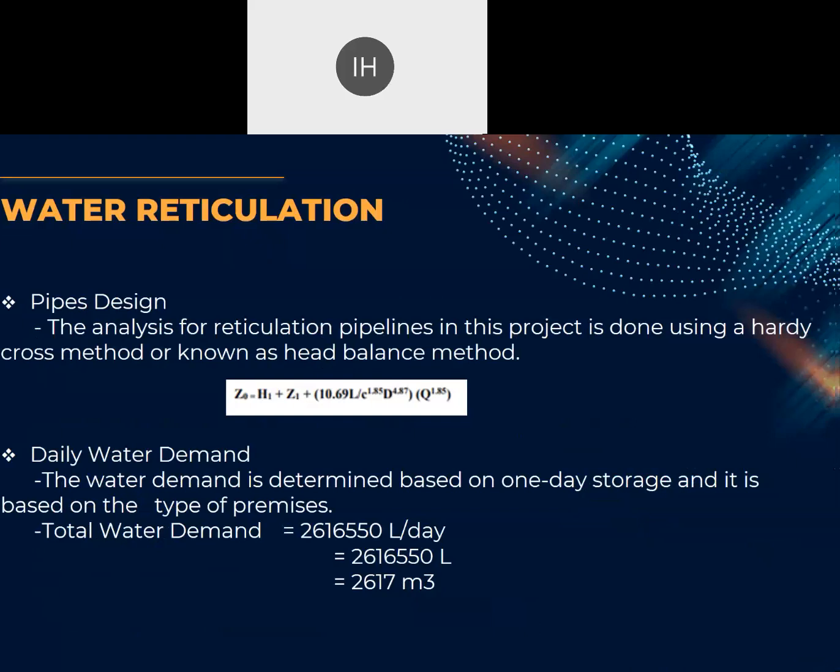For the first part, we explain pipe design. The analysis of reticulation pipeline in this project is done by using the Hardy Cross method, also known as the head balance method. Second, daily water demand. The water demand is determined based on 1 day storage, and it is based on the type of premise. The total demand we get is 2,617 meter cube.